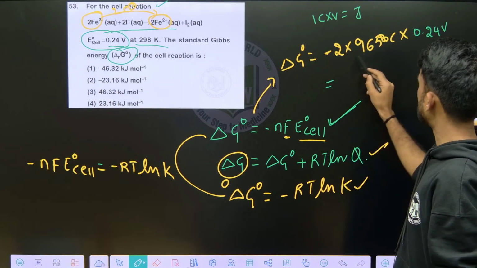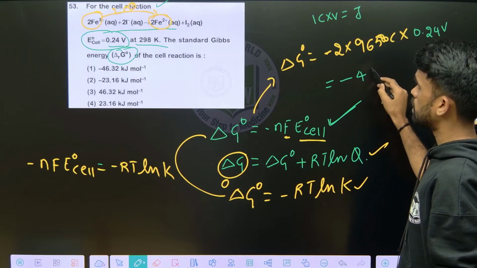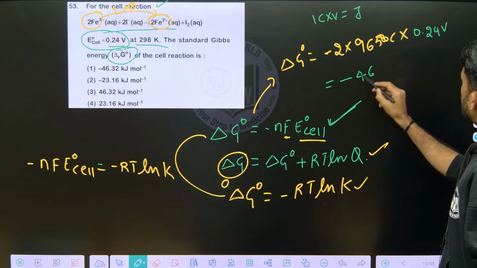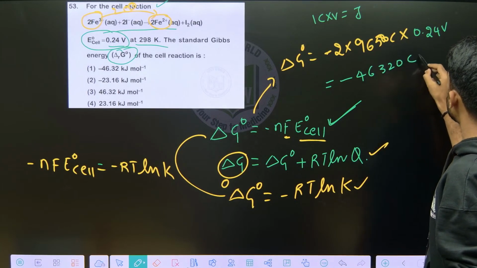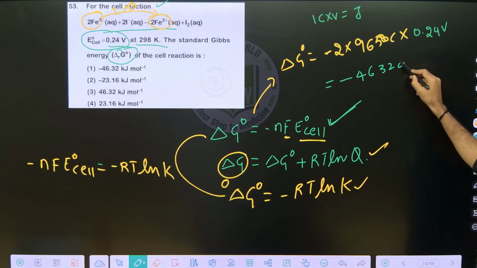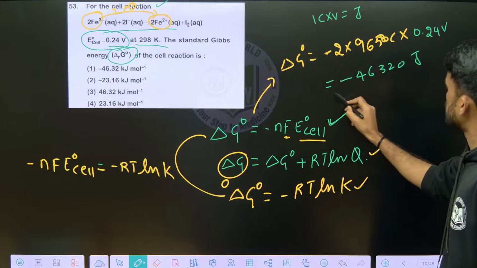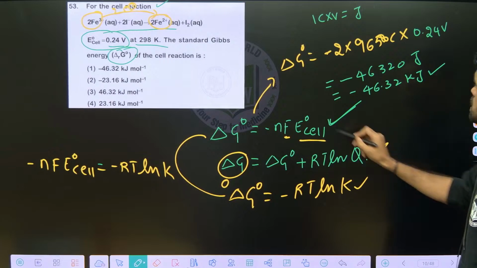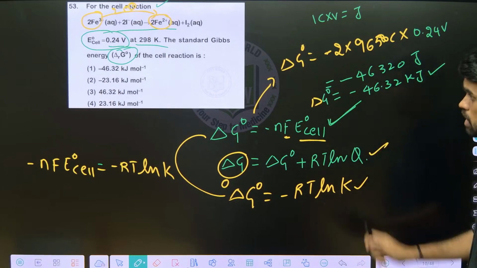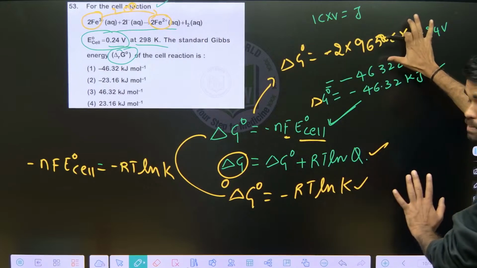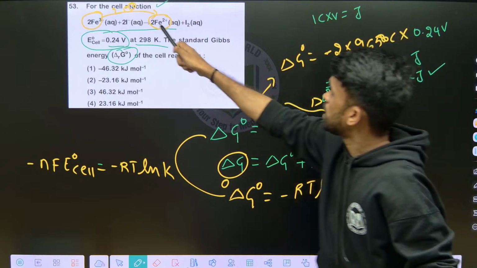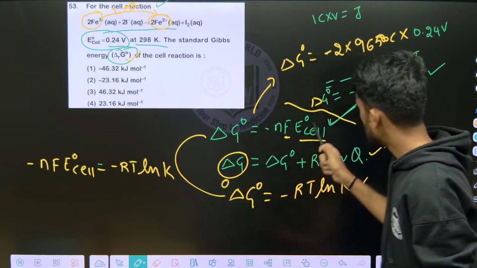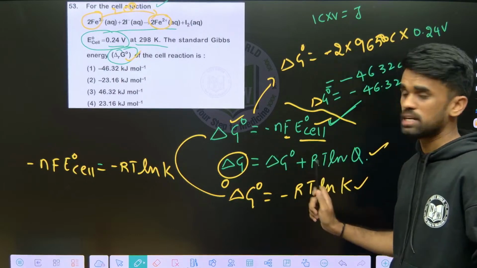Therefore if you simplify this, we will get around minus 46.32, like we will be getting 46320 coulomb volt. I can write coulomb volt as joule, but this kind of option is not there, so we can write 46.32 kilojoules. So this is the answer for delta G0. For this particular question, this is the explanation. For a given cell, they have given E0 cell and they are asking about delta G0. So directly we have the relation between E0 cell and delta G0, use that.